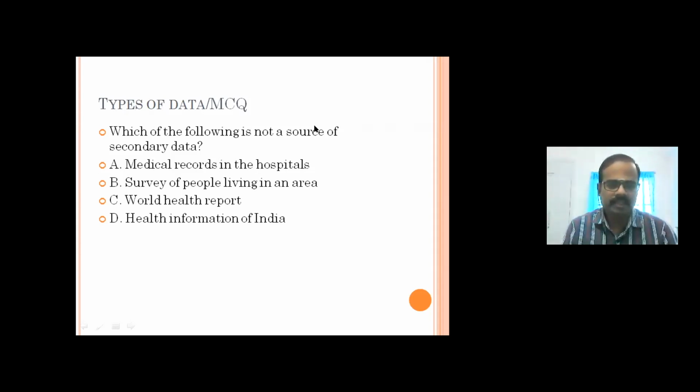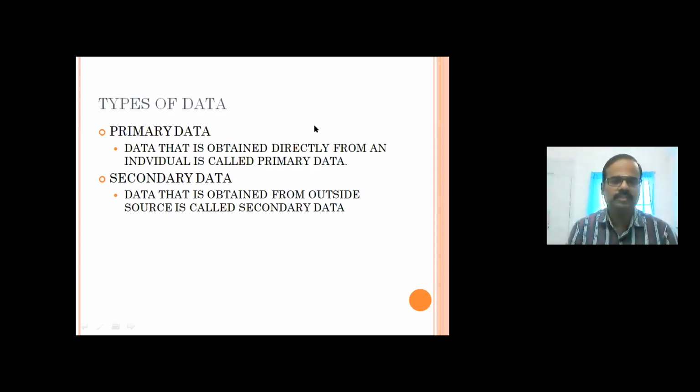That's it, right? So medical records, World Health Report, Health Information of India, all these things are already existing records. So they are all secondary data. So a survey of people living in an area, you generate a primary data. Okay, right? So the answer is B.